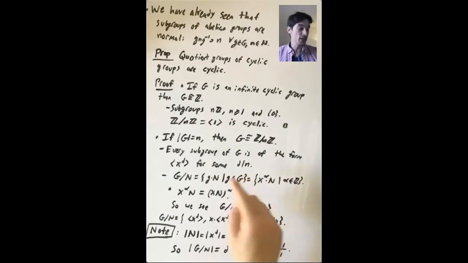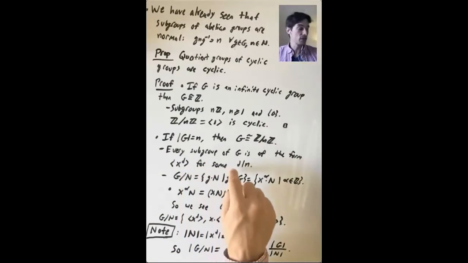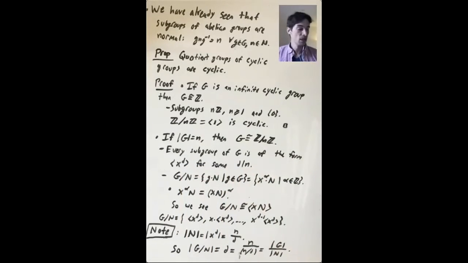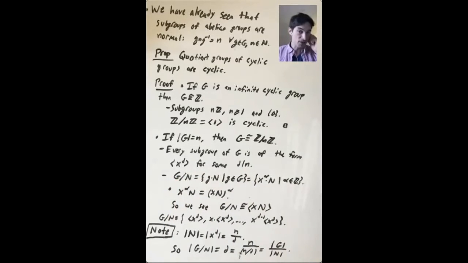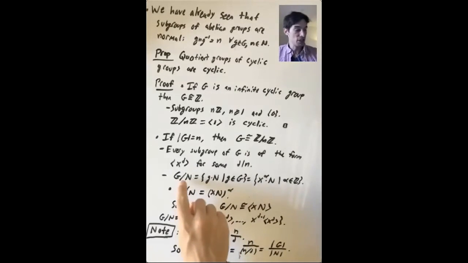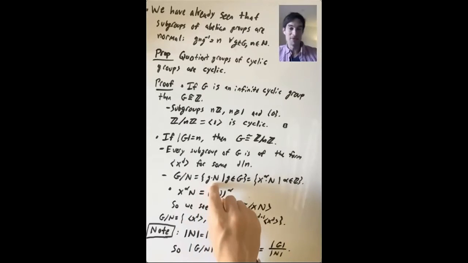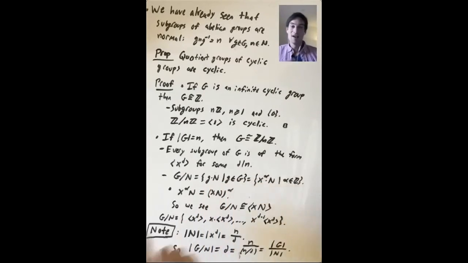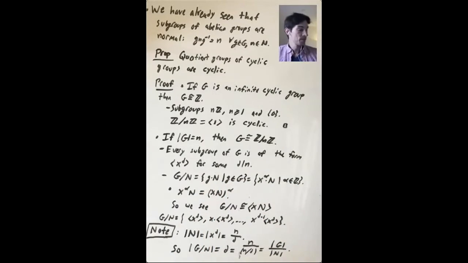Every subgroup of G is of the form the cyclic subgroup generated by x to the d for some d dividing n. So in general, what is this set of left cosets G mod N? Well, it's everything that can be written as g times N for some element g in G, but lots of them are going to be the same. Like this is the set, but this doesn't give you a description of the distinct left cosets.